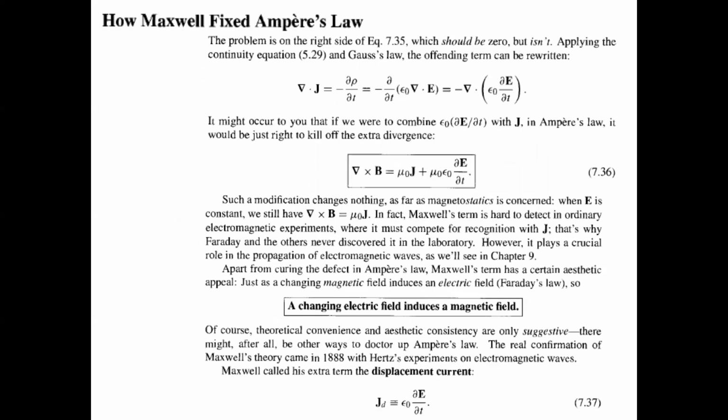So to fix this, Maxwell came up with this concept, that we can already understand that in this equation the right-hand side needs to be 0. I mean the term which has J, and we don't have a steady current, we have a non-steady current. If we use the continuity equation and Gauss's law, we can change this equation differently.